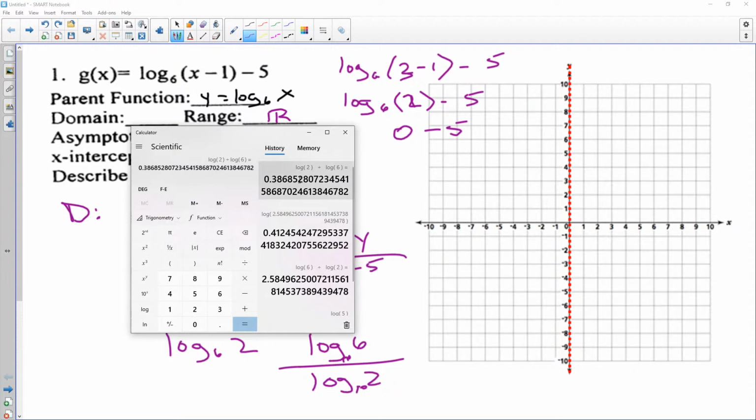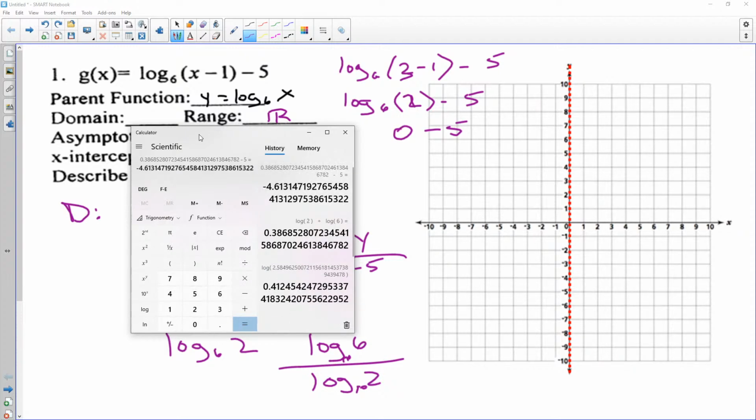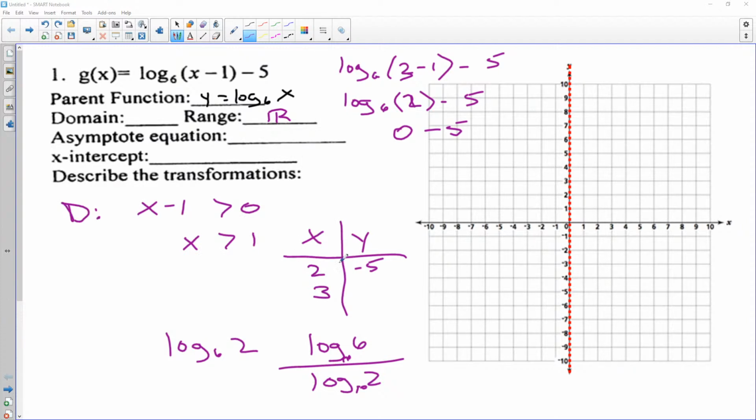So I'm going to take that, and then my problem says once you have that answer, subtract 5. So I'm going to subtract 5, and that's going to give me about a negative 4.6. So I know when I plugged in a 3, I got a negative 4.6. So let's graph these and see where we're at. 2 goes down to negative 5. Here it is. 3 goes down to negative 4.6, which is like right there.